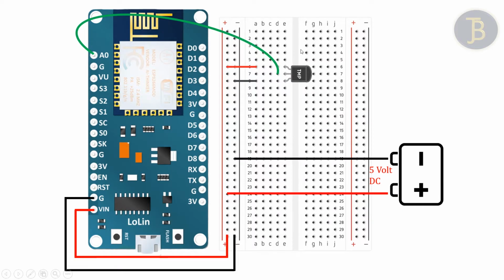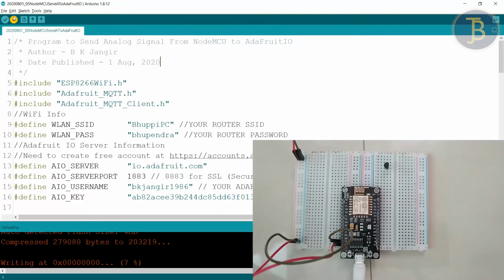In the circuit diagram, be careful, we have to provide power from the battery source and the temperature sensor output goes to the analog pin. Okay, upload the code, done uploading.